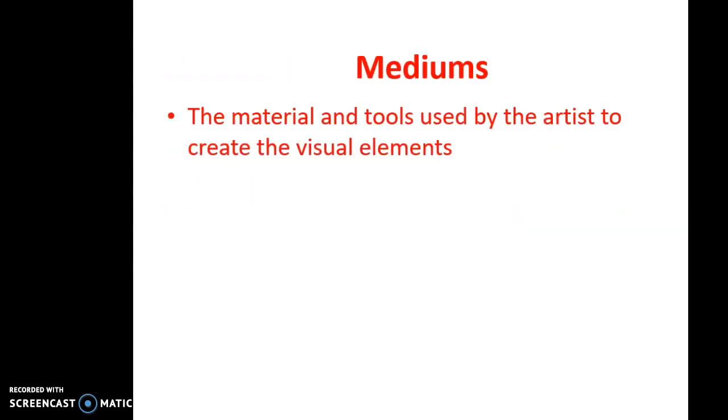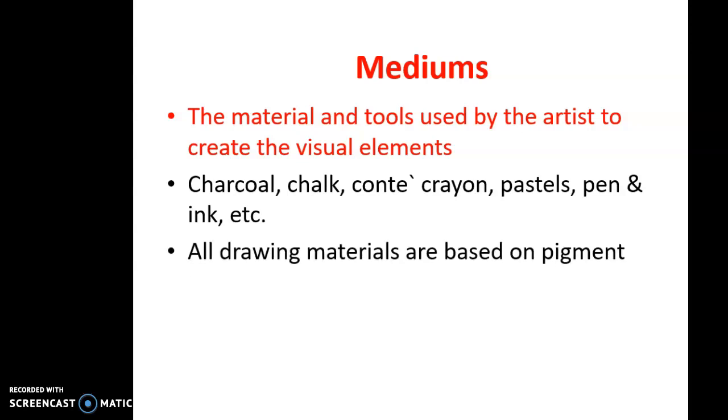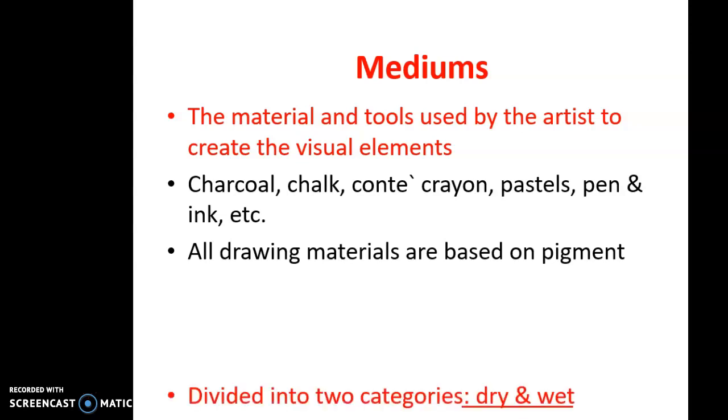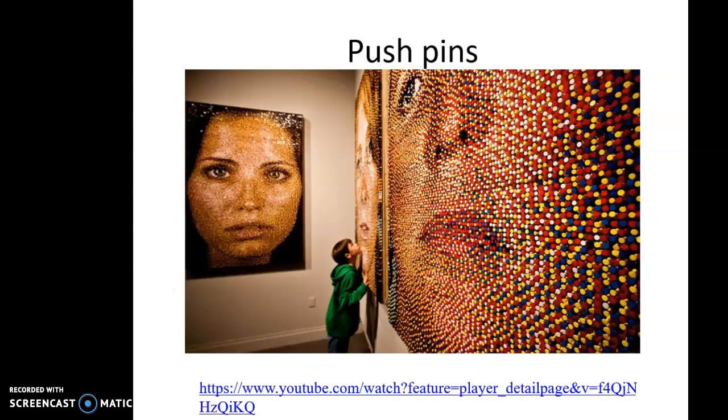Now, mediums or media is the material and tools that are used by the artist to create the visual elements. These can encompass things such as charcoal, chalk, Conte crayon, pastels, pen, ink, etc. All drawing materials are based on pigment, and pigment is opaque, so remember that. They can be divided into two categories, a dry and a wet.